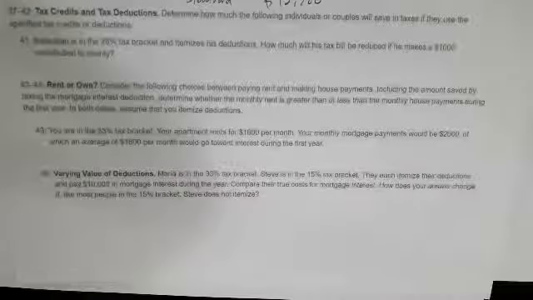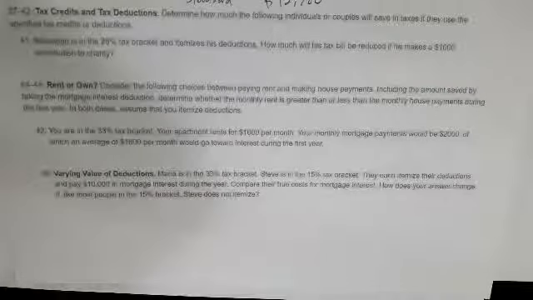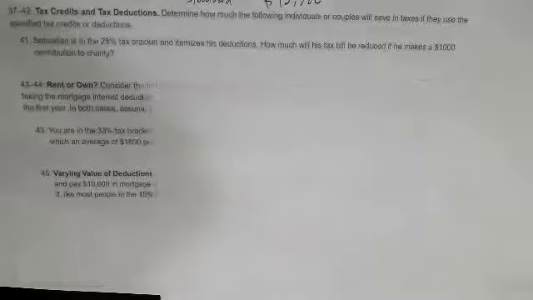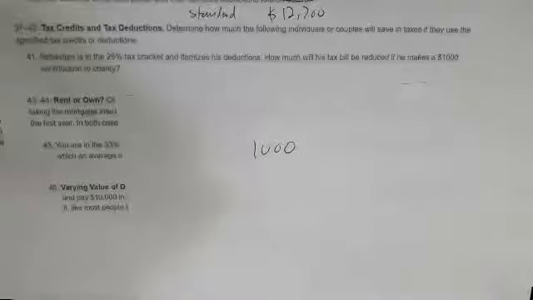So Sebastian is in the 20% bracket and itemizes his deductions. How much would his tax be reduced if he makes a $1,000 contribution to charity? I kind of talked about this in the notes. If it happens after you do your little tax table, you're going to get the full amount off, but this is happening to his itemized deduction. So this is definitely happening before we take it to the table. And if it's happening before he takes it to the table, he doesn't get the full 1,000 off. How much of this 1,000 is he actually going to take off of his taxes?